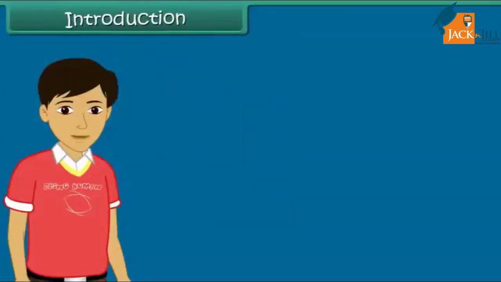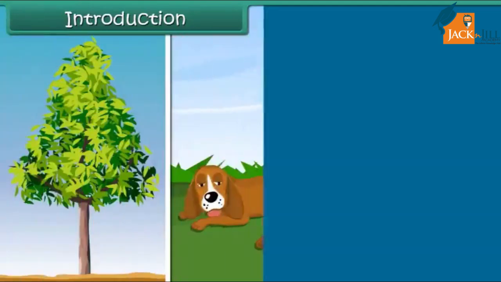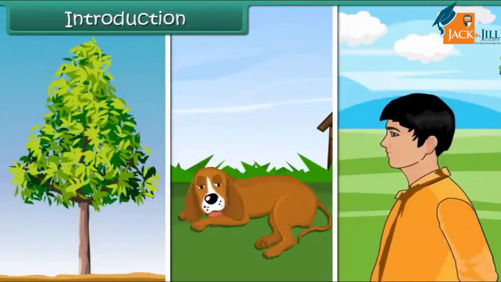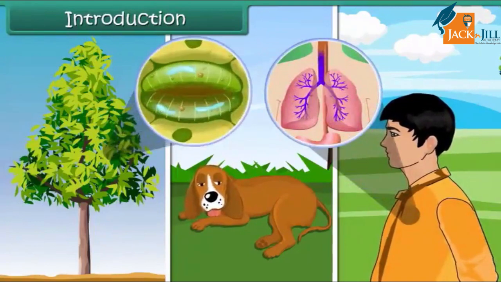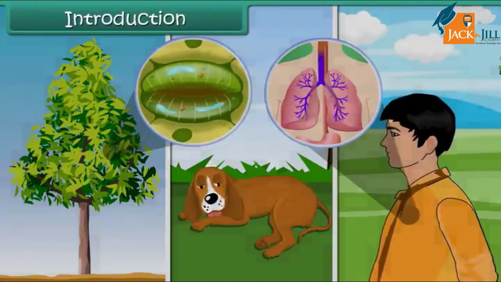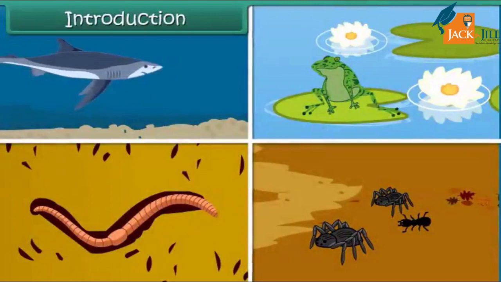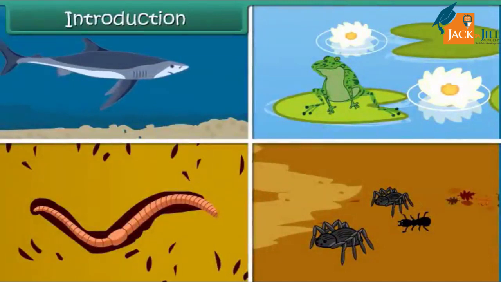Introduction. What is that one activity that all living organisms indulge in unconsciously and is necessary for their survival? Yes, respiration. All living organisms, whether they are plants, animals, or human beings, respire. While human beings respire through their lungs, plants do so through tiny holes in their leaves. Different animals have different organs that facilitate respiration.